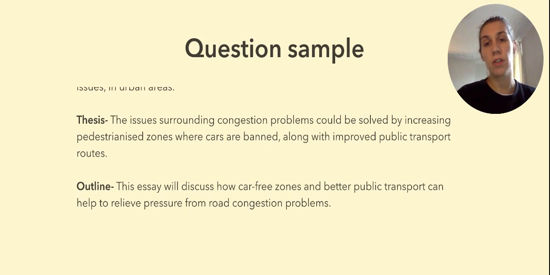So you've got: the issues surrounding congestion problems could be solved by increasing pedestrianised zones where cars are banned, along with improved public transport routes. This essay will discuss how car-free zones and better public transport can help to relieve pressure from road congestion problems. So it just sets up what you're going to do next.